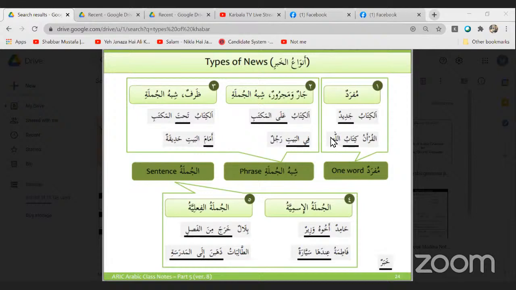Yes. Sir, how can I translate mudaf and mudaf ilayh? Kitab is possessed, and Allah subhanahu wa ta'ala is the possessor of the book. But in English, what is mudaf called? In English, it's called the annexed noun. Mudaf and mudaf ilayh are called the possessed and the possessor, and together as a subject in English they are called an annexed noun.